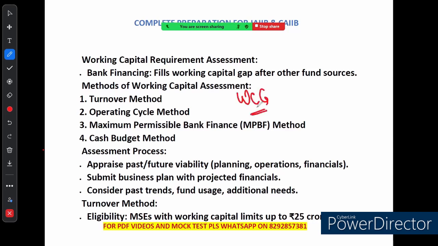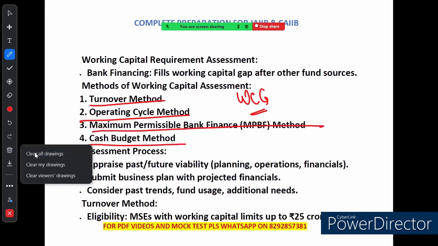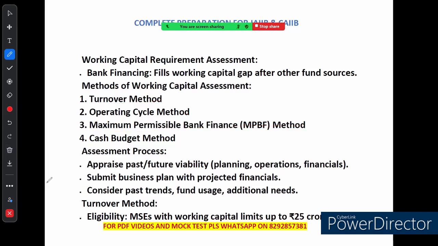So there are several methods they use to assess the need. There are some common ways banks assess working capital need. The first is called the turnover method, the second is the operating cycle method, the third is called the maximum permissible bank finance, MPBF, method, and the fourth is called the cash budget method. These methods help banks figure out how much money a business really needs to stay afloat.